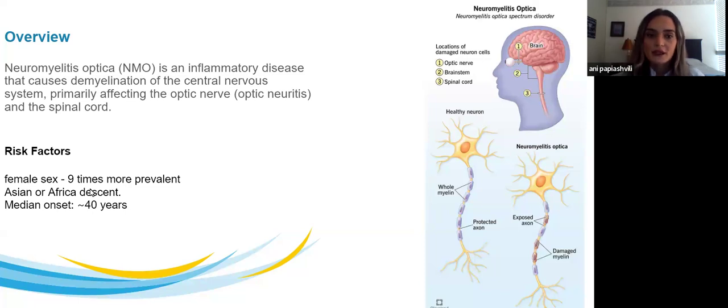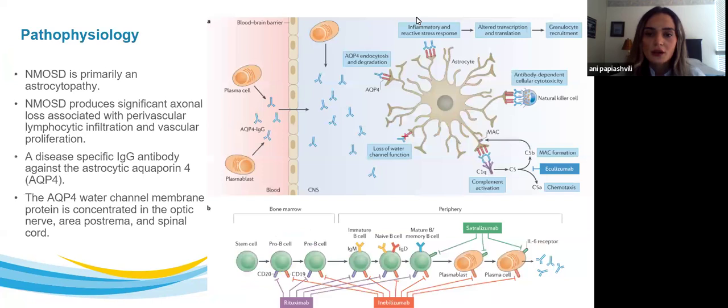And what about the median onset of neuromyelitis optica? It looks like MS, multiple sclerosis, because we know that the average onset of MS is also 40 years. It is the same in NMO spectrum disorder, but it can develop in patients from 20 to 70 years old. Okay, now I would like to tell you more about the pathophysiology of neuromyelitis optica.